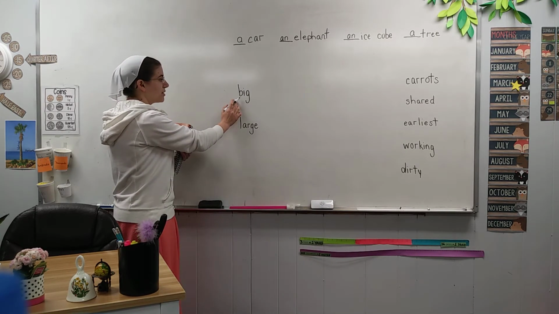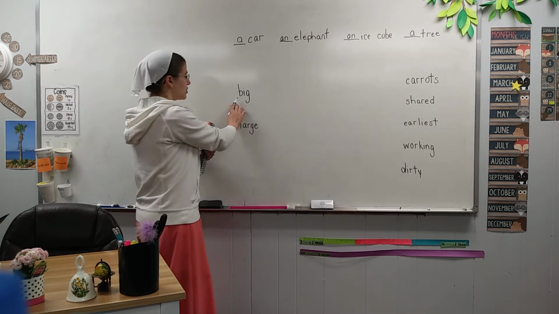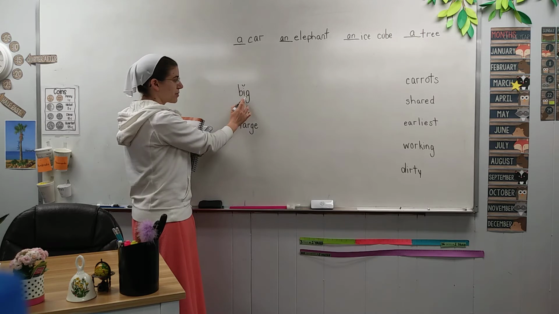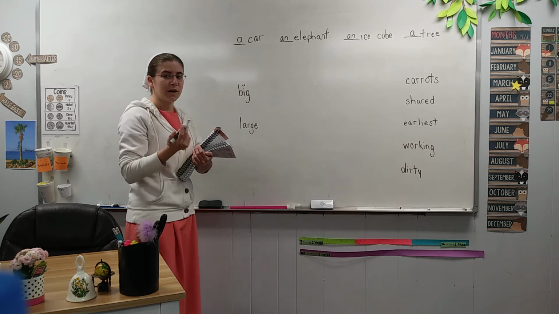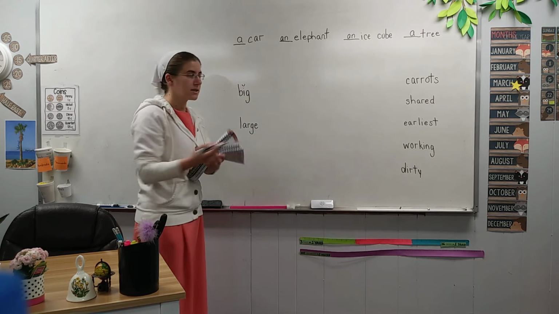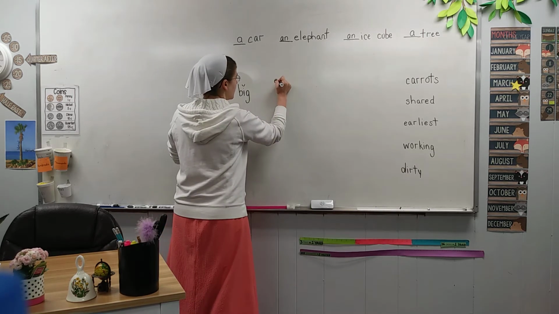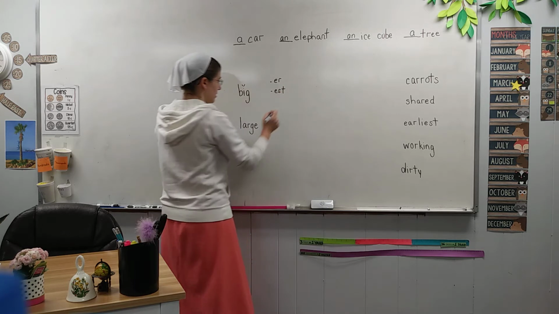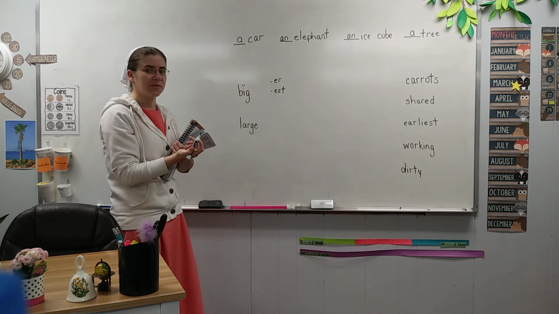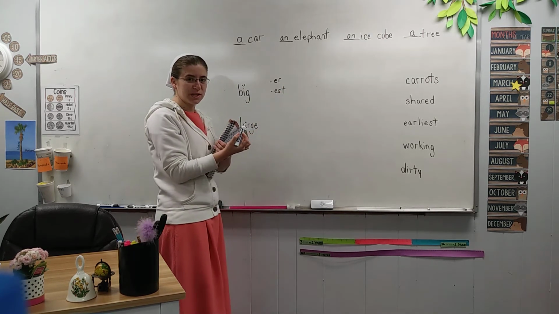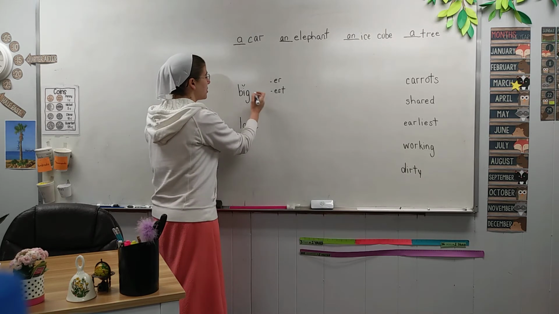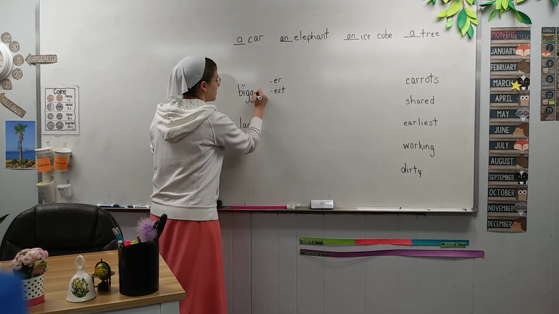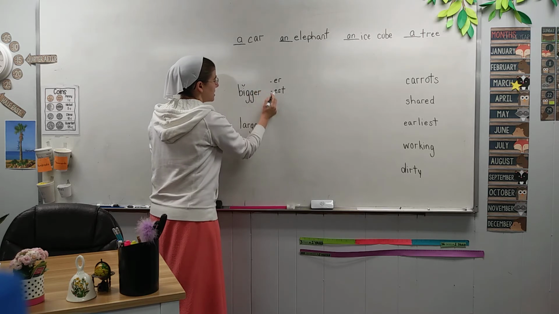So here's the word big. Big is a short vowel word that ends with one consonant. So if I want to add a suffix like ER or EST to big, because it's a short vowel word and it only ends with one consonant, I'm going to double my consonant before I add a suffix that begins with a vowel.